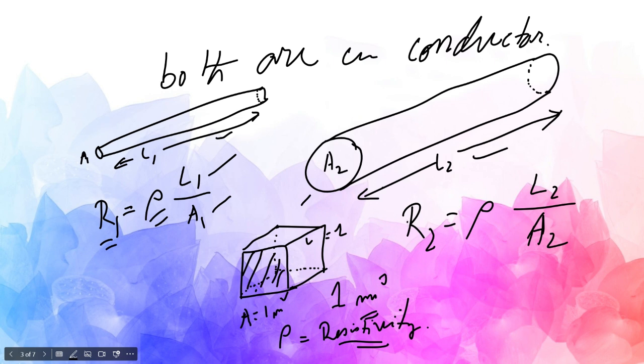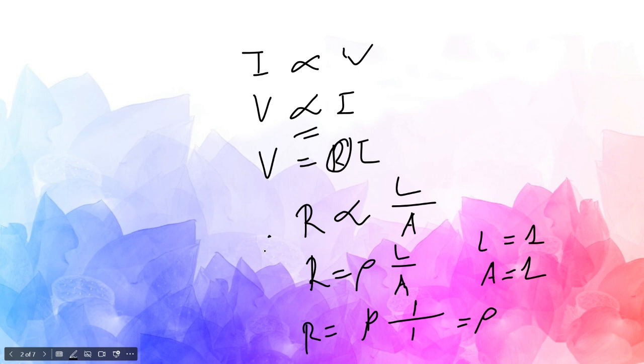But in case of resistivity, it is the same. Why? Because the resistivity represents the unit length and unit cross sectional area. If you look at this definition of rho, what is it? Unit length and unit cross sectional area.